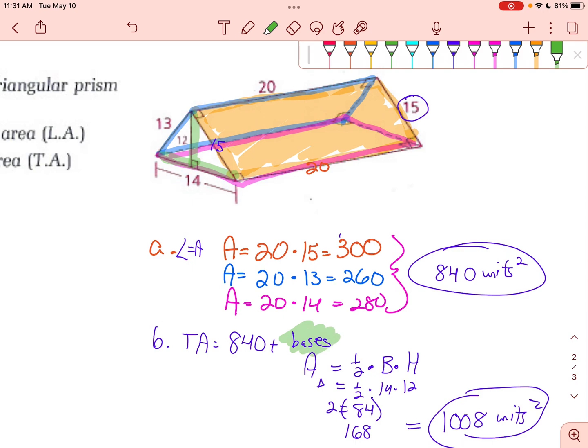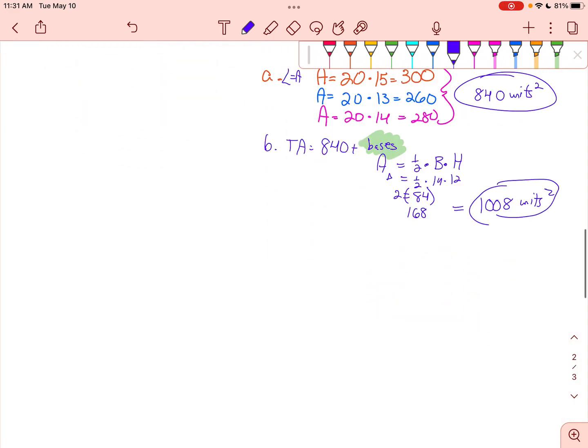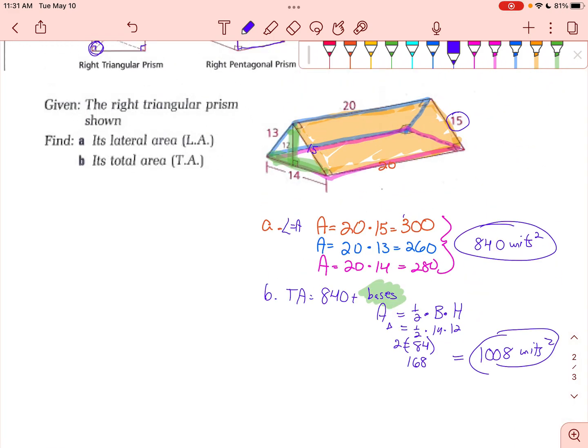Again, the total area is including these bases in. Okay, the lateral area is just the area on the outside. Okay, just those rectangles added together. Lateral area versus total area.